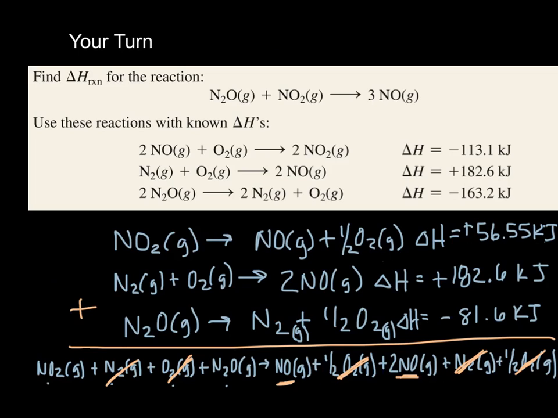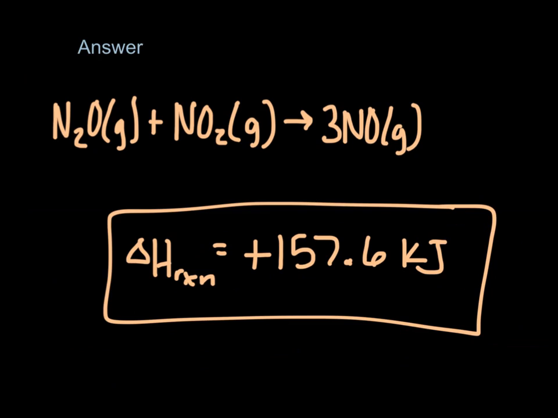Okay, so let's write our overall equation and add up our delta H's. Right, there's your overall equation and your delta H of reaction. Another positive one, so another endothermic process.